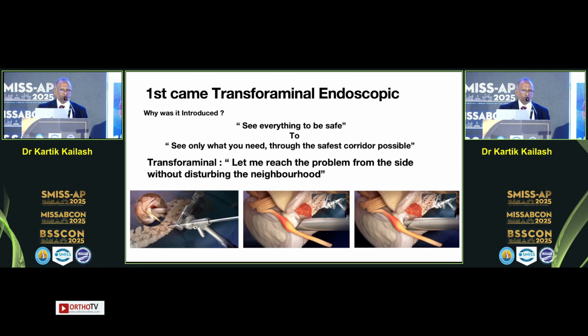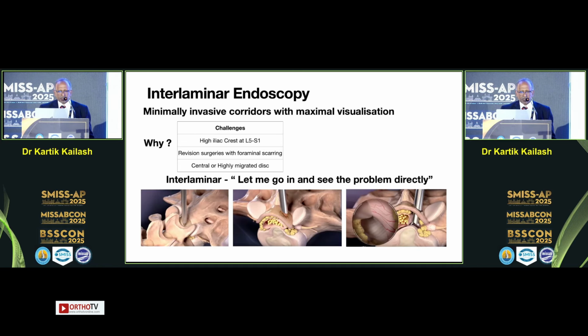But can we achieve all the root decompressions with this? No. There are some problems, we'll come to it. Now, once we decided we could not reach everywhere with the transforaminal scope, we had to find some alternative mechanism, and then we decided we had to do interlaminar endoscopy. And this was a minimally invasive corridor with maximal visualization right through the center. The advantage being that we are used to this kind of technique day in and day out doing microdiscectomies. So here the pathology was right in front of us, so we said, let me go in and see the problem directly rather than an indirect method like in the transforaminal.